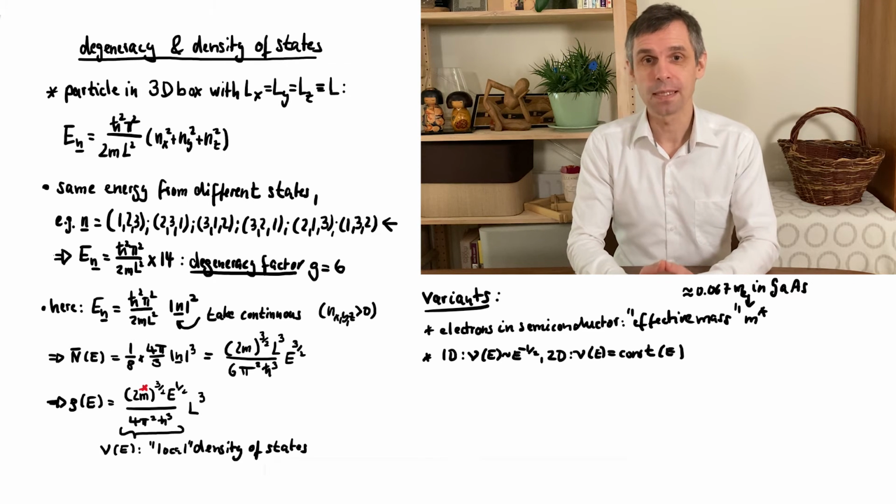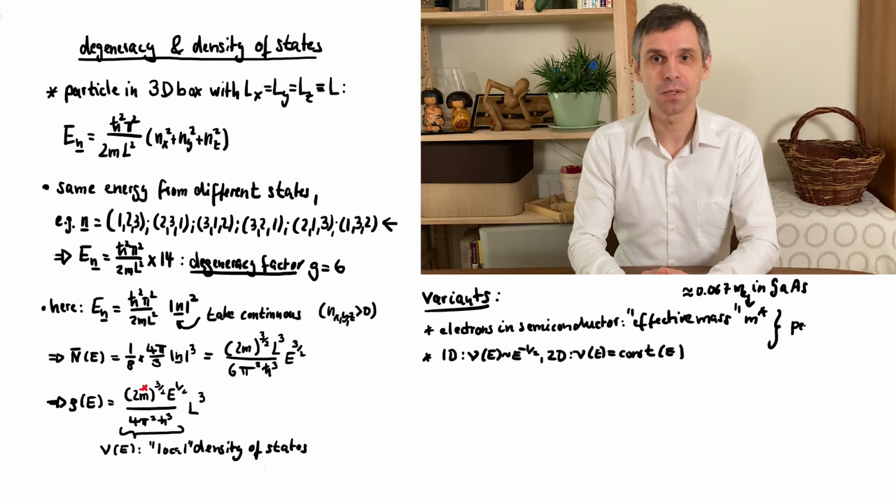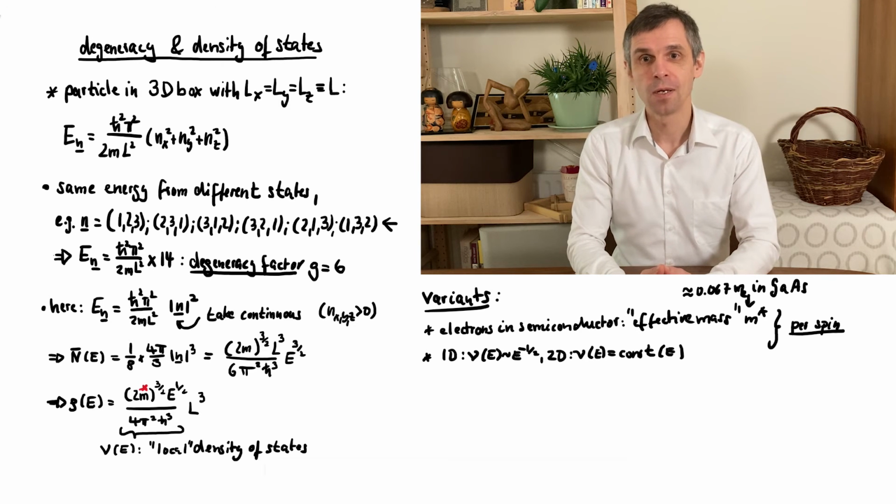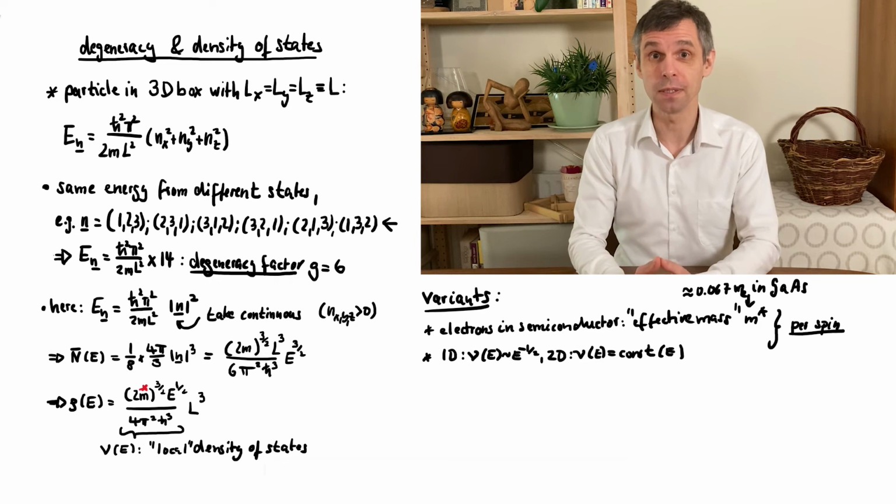For completeness, let me mention that this is the local density of states coming from the orbital motion only. The spin of the electron, which we soon will describe, doubles the number of states, so there is some extra degeneracy coming from this intrinsic degree of freedom.